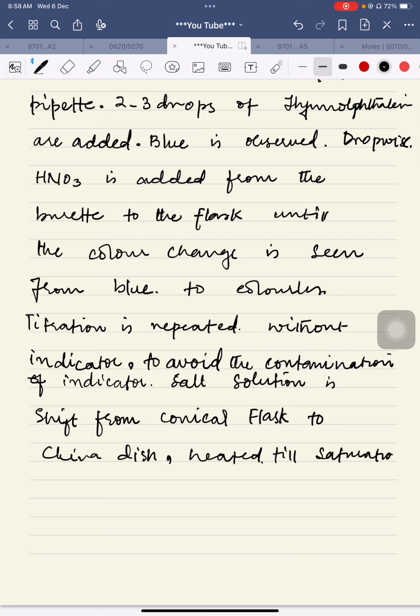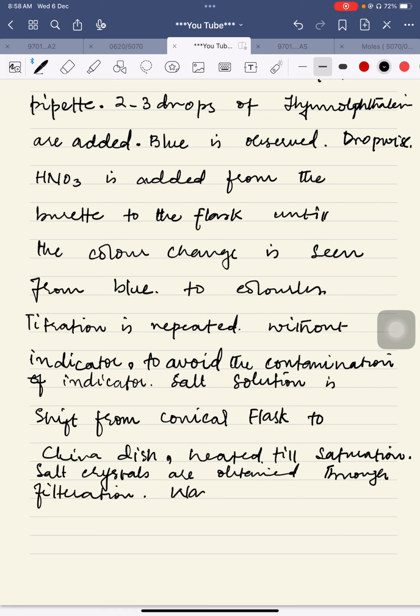Heated till saturation, full stop. Salt crystals are obtained through filtration, full stop. Washed with alcohol.